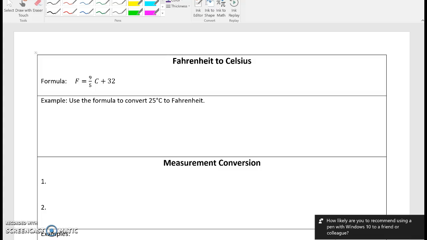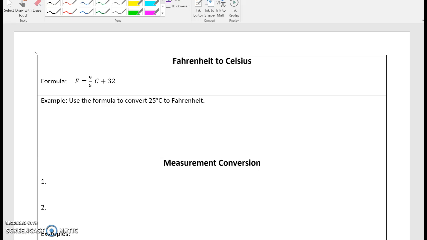Okay, guys, happy Friday. Today we are doing our last new concept before your CBA on Tuesday. So today we're going to do measurement conversion.